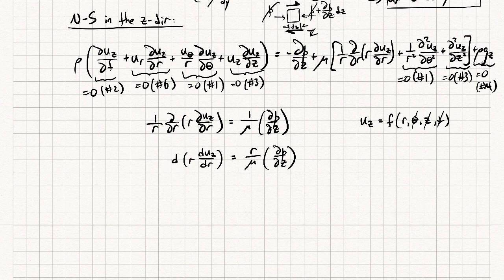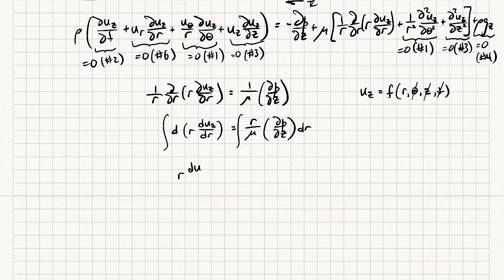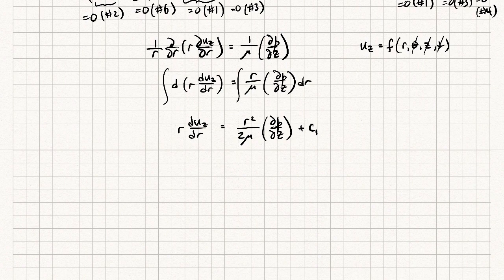So I'm left with the derivative there, and then there's a dr on this side, and I can integrate both sides. So when I do that, I'll get r duz/dr is equal to r squared over 2 mu dp/dz plus a constant, call it c1. I just integrated this term here, and that gives me the 1/2 r squared. And then you get a constant of integration here. Let me go ahead now and divide through by this r, and then solve the last differential equation here. So we'll have duz is equal to r over 2 mu dp/dz plus c1 over r, and that whole thing is multiplied by dr, because I divided through by the r and multiplied by dr, so that's where we are.